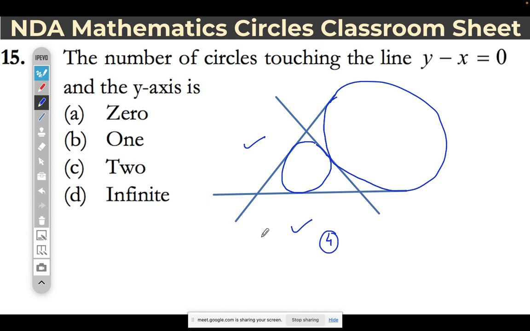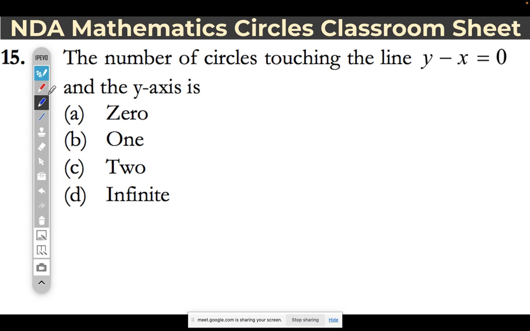Can you repeat, sir? I'll not draw now. If there are two lines, then infinite circles can touch them. Three concurrent lines, no circle can touch them. Three non-concurrent lines, then four circles can touch them. So what is the answer for this question? Infinite, sir. Good.